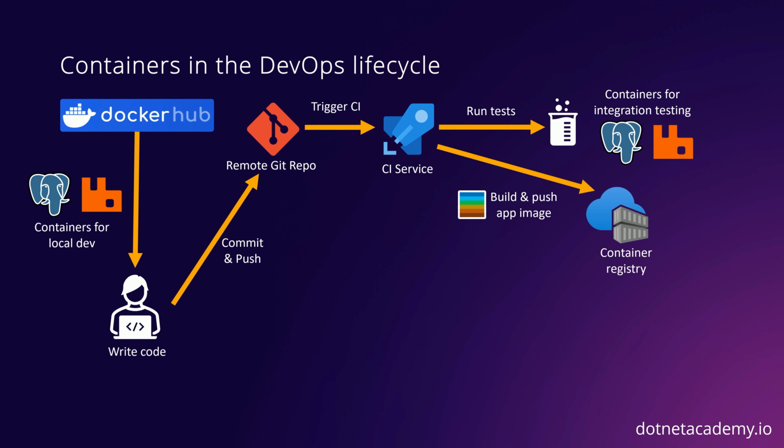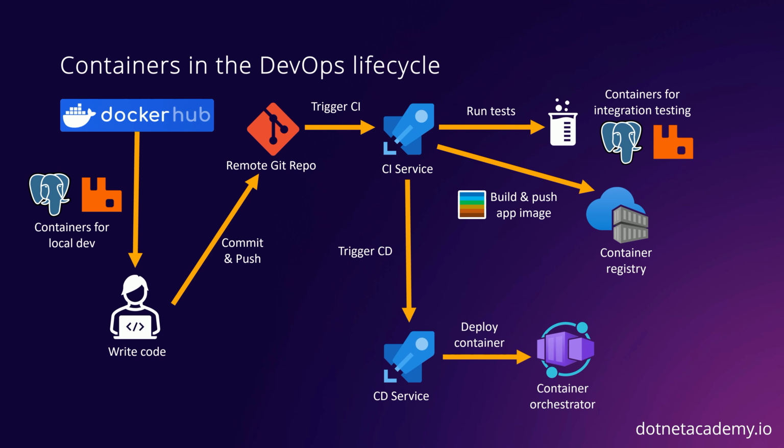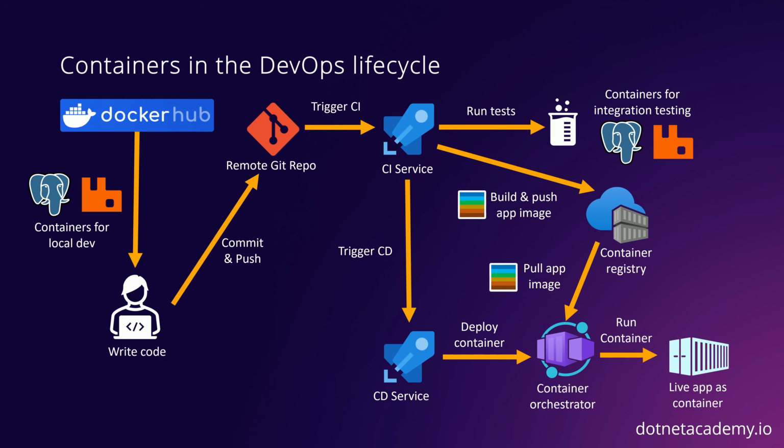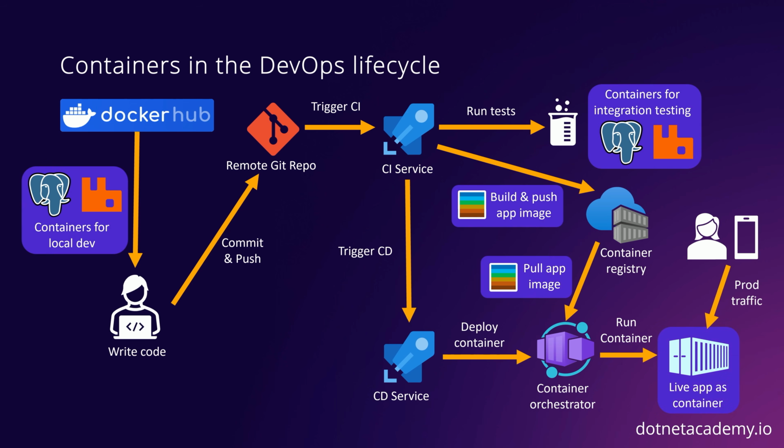Next, the CI service can trigger a continuous deployment pipeline, which requests the deployment of the just created image into a container orchestrator like Kubernetes or Azure Container Apps. The orchestrator pulls the container image from the registry and then runs it as a container, which now becomes the live production version of the application, ready to receive requests from customers all over the web. As you can see, containers are a fundamental piece that ties together the entire DevOps lifecycle, from the dev box to automated CI/CD pipelines and all the way to production deployments. This makes them an essential tool for any modern software development team.